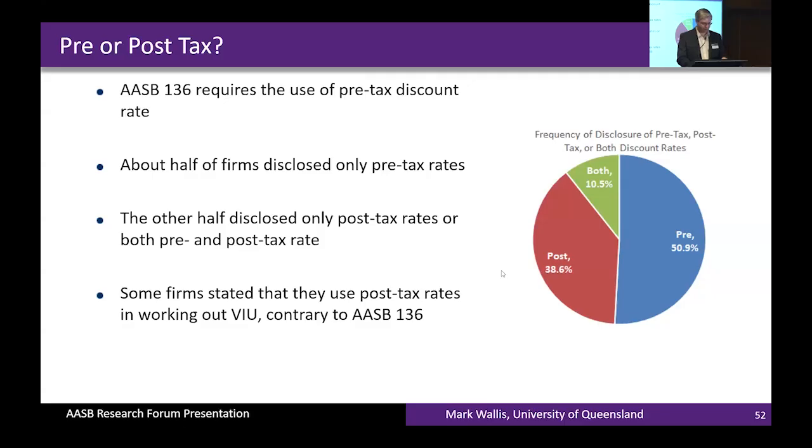And I would hazard a guess that this is because post-tax discount rates are a fair bit easier for investors to understand because they're comparable to weighted average cost of capital. Whereas a pre-tax discount rate, not sure how you would even interpret it. Most firms are backing that out of a post-tax valuation anyway. So despite what the standard says, the focus on pre-tax discount rates, we see a lot of post-tax. Some firms even disclose that they use post-tax discount rates to work out the recoverable amount, just ignoring what it says in the standards about using pre-tax discount rates.